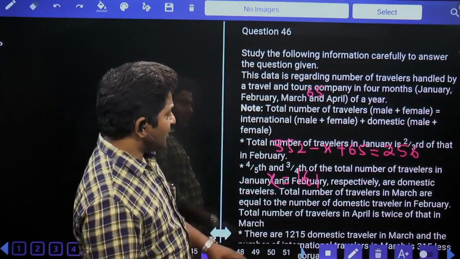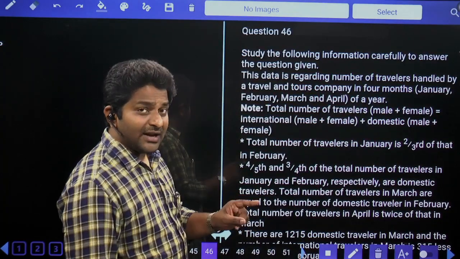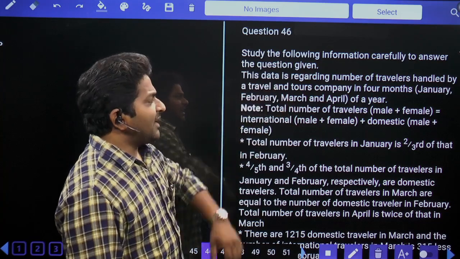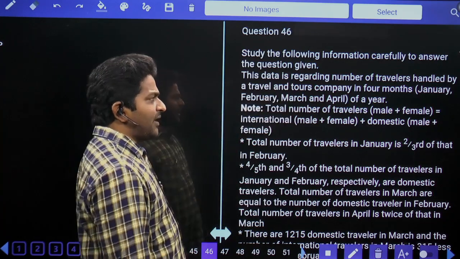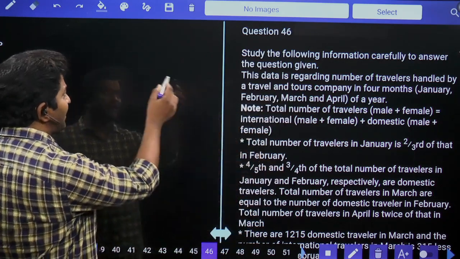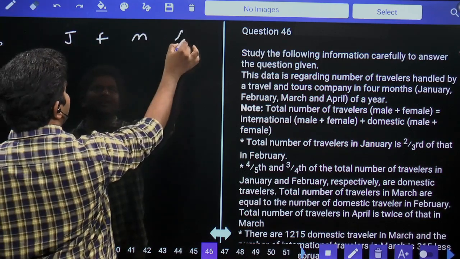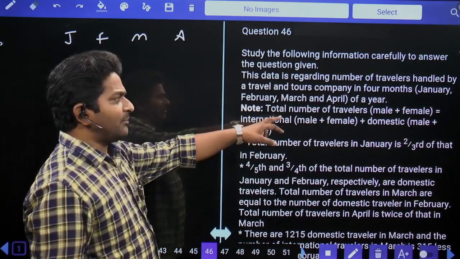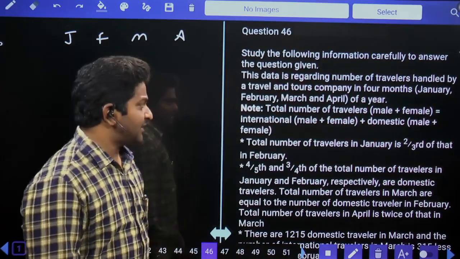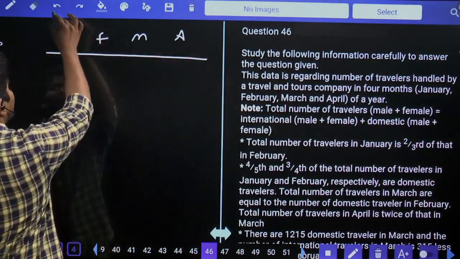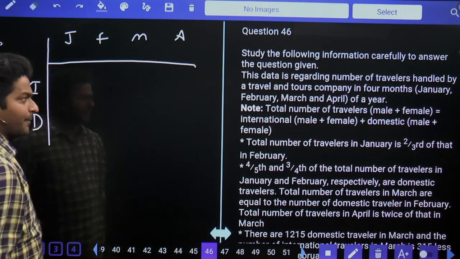Now from 46 onwards we have a caselet. Let's complete the caselet. Never try a caselet at the end. This data is regarding the number of travelers handled by a travel and tours company in 4 months: January, February, March, April. Total number of travelers, male and female together, is international plus domestic, obviously. So clearly you are going to have two things, international and then domestic.